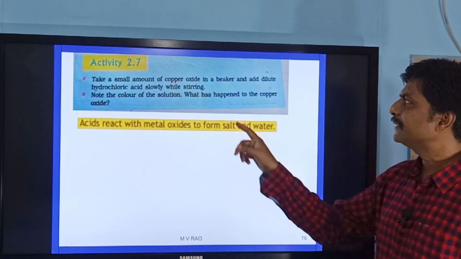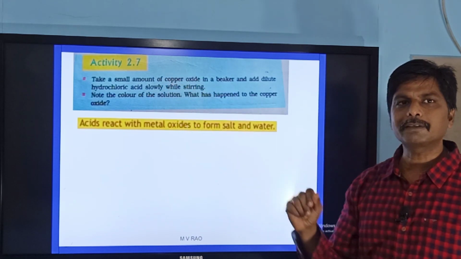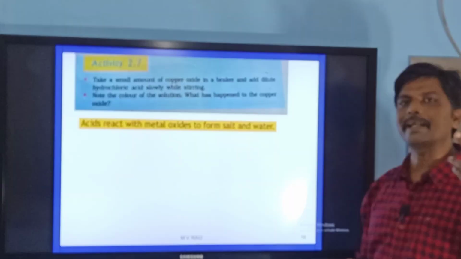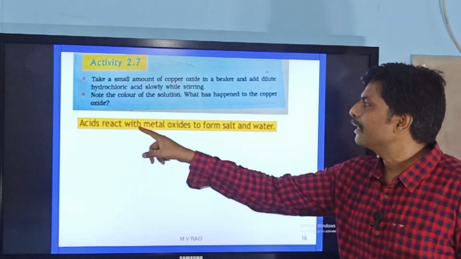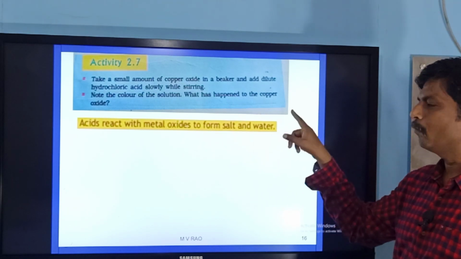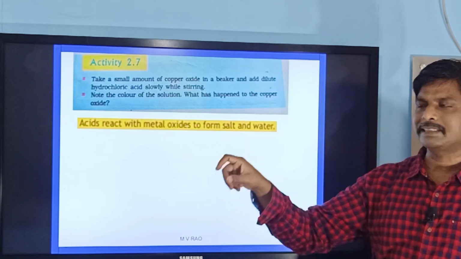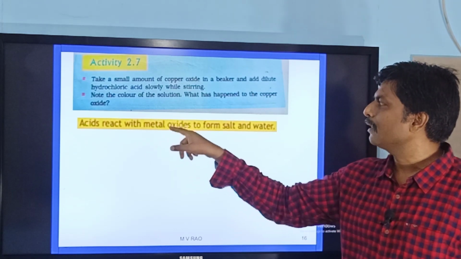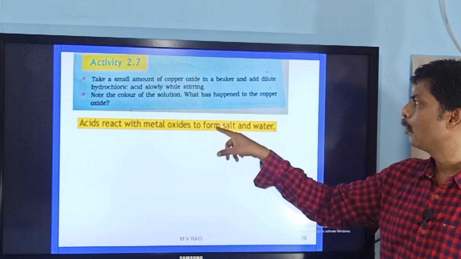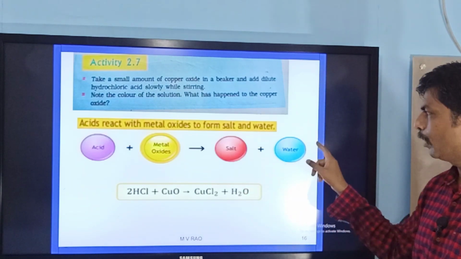Here we have an acid, dilute hydrochloric acid. What is copper oxide? Copper is a metal, so copper oxide is a metal oxide. Here acid reacts with metal oxide to form salt and water. Which acid? Dilute hydrochloric acid. Which metal oxide? Copper oxide. So acid plus metal oxide gives salt and water.